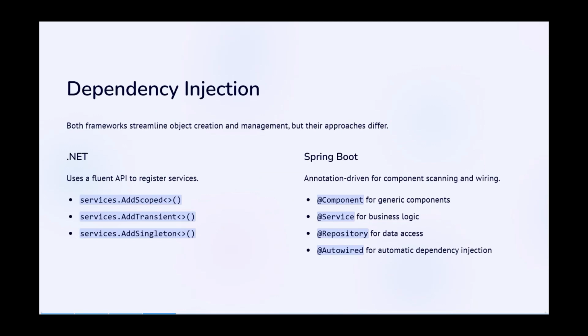When it comes to dependency injection, .NET provides a minimalist approach via registration through code using a fluent API. Services can be registered as scoped, transient, or singleton, depending on their lifecycle, within the Program.cs itself. But Spring Boot uses an annotation-driven approach, which offers great flexibility but also increases the complexity a bit, because we cannot see the services registered clearly in one place.